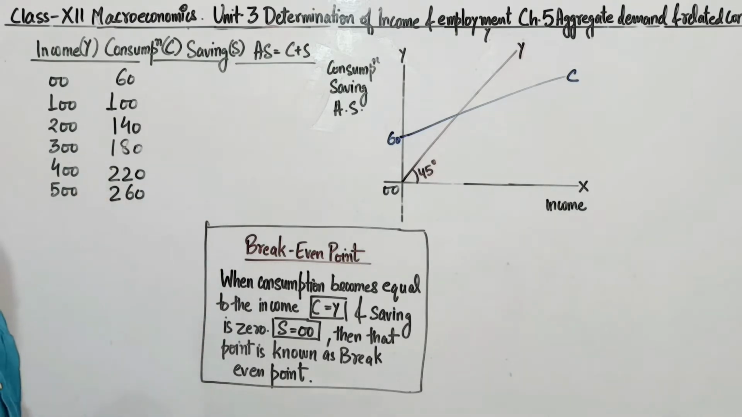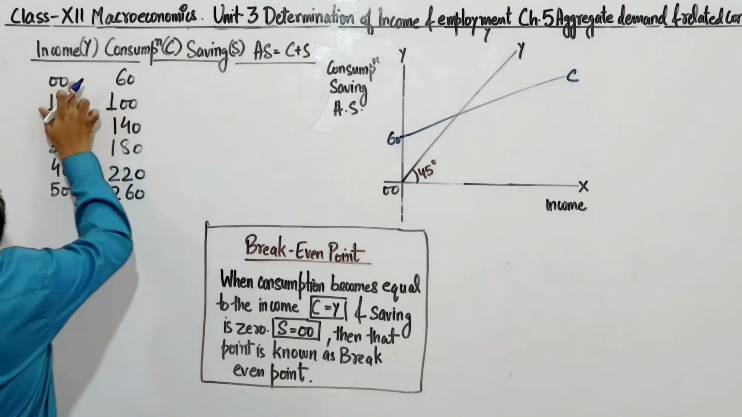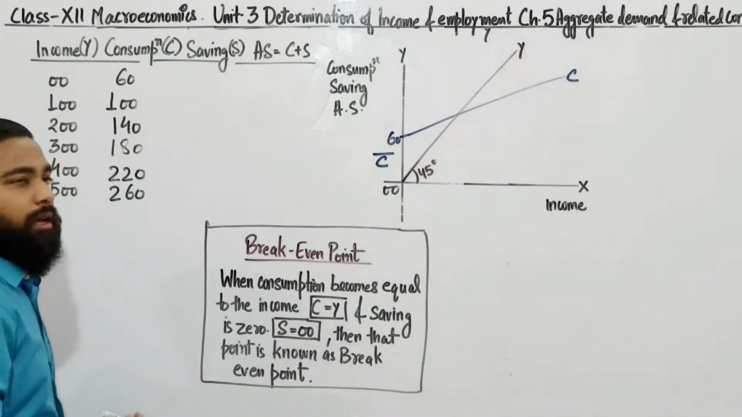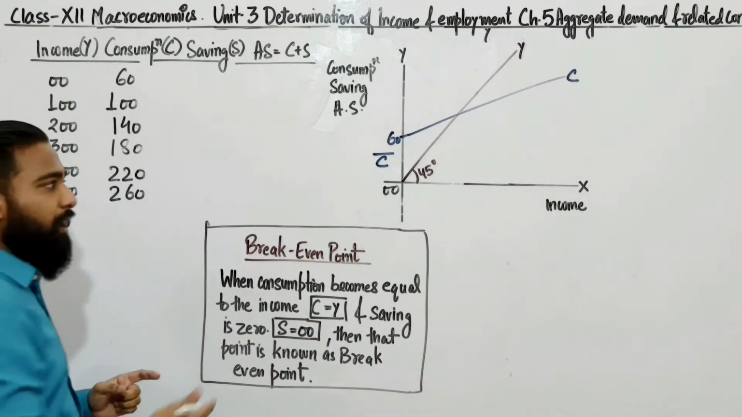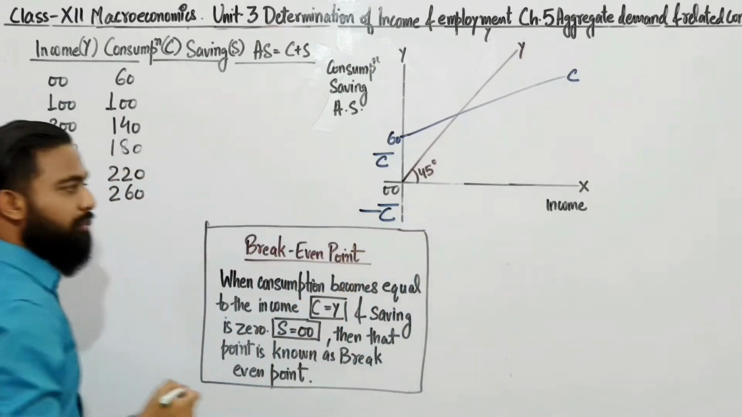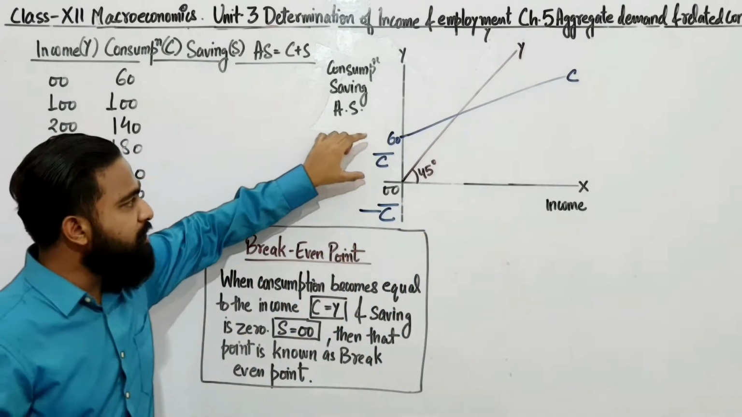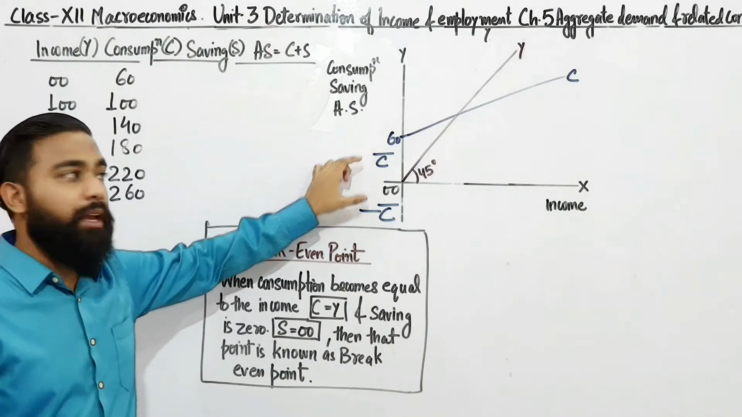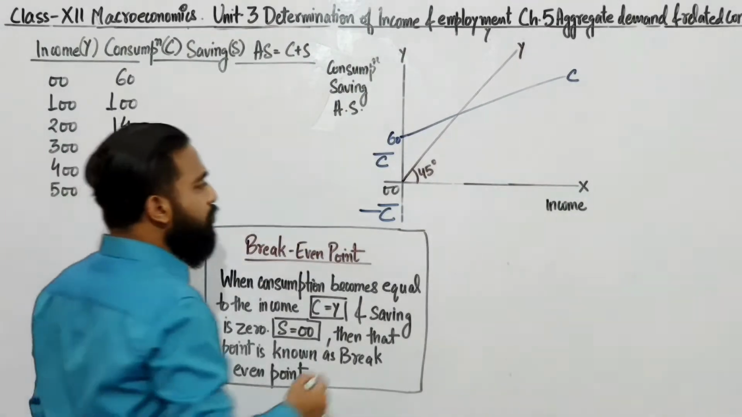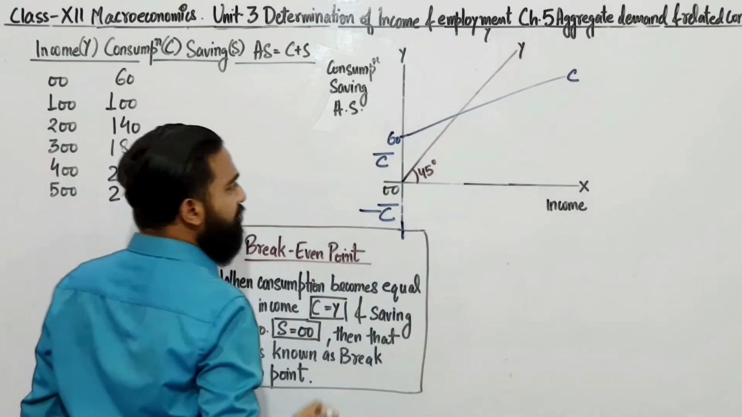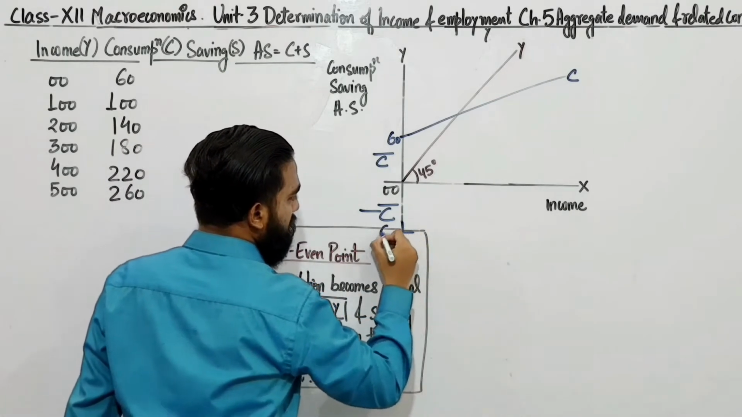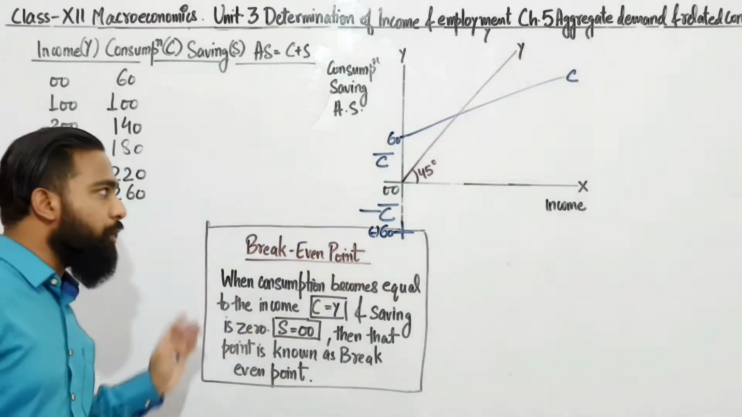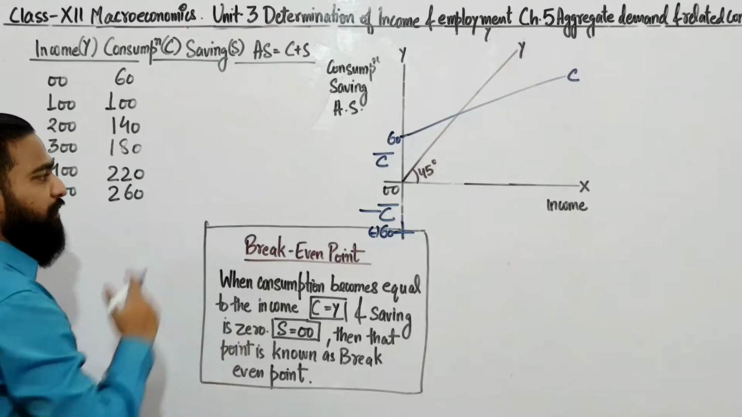At saving, I am taking at zero level of income C bar. At zero level of income, what will be the saving? Minus C bar. Understood? If your consumption at zero level of income is C bar, then your saving at the zero level of income will be minus C bar. Fine. So your saving curve will start from point minus 60. Understood? From minus 60 you are going to draw your saving curve.